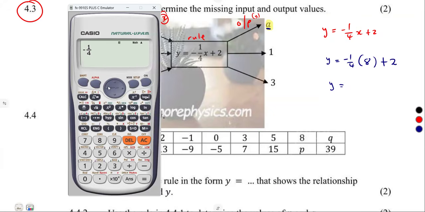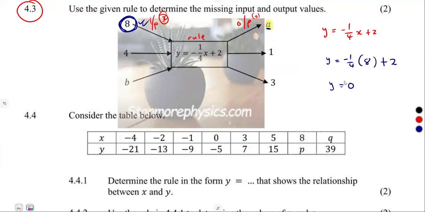-1 over 4 times 8 plus 2. This is going to give us 0. So the value of Y that corresponds when X is 8 is 0. So that's our A. A is equal to 0. Just like that, you move on to the second part, which is finding B.